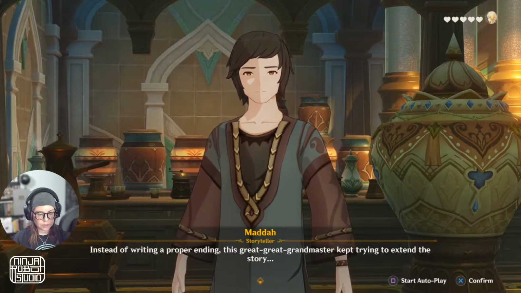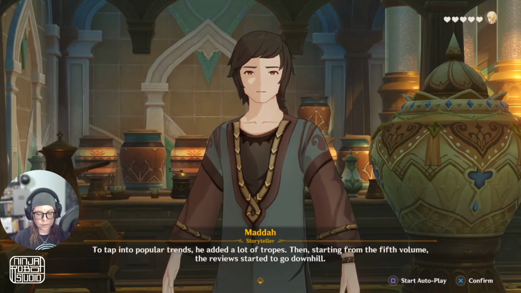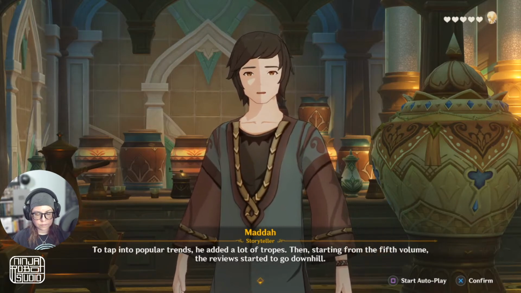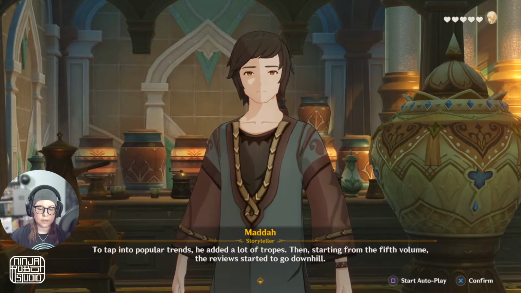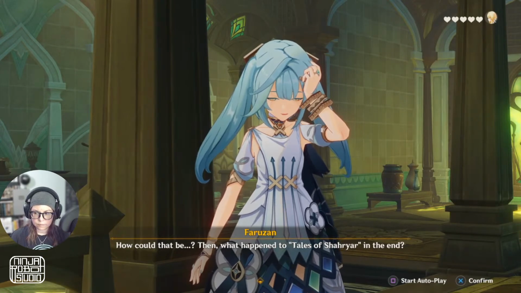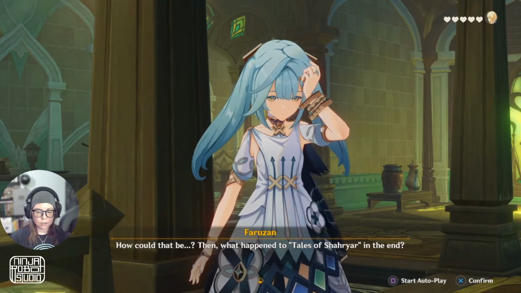Instead of writing a proper ending, this great great grandmaster kept trying to extend the story. To tap into popular trends, he added a lot of tropes. Then, starting from the 5th volume, the reviews started going downhill. That happens with movies whenever there's a sequel. How could that be? Then what happened to Tales of Shahryar in the end?